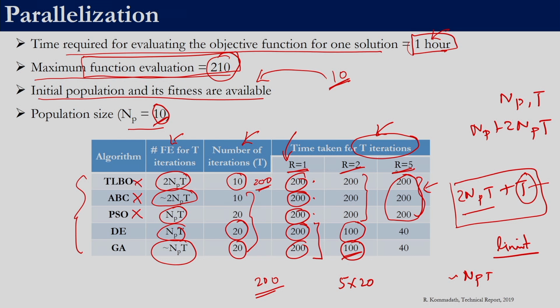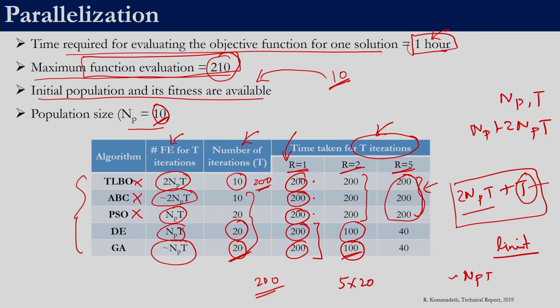Whereas in DE our population size is 10. At the end of, let us say, the first iteration we have generated 10 new offsprings, and now the number of resources is 5. So, each resource can be given 2 offsprings to evaluate the fitness function, and since it consumes 1 hour, each resource will take 2 hours to determine the fitness function value, and we need to perform 20 iterations. So, for each iteration we will require 2 hours given 5 resources. For 20 iterations we will require 20 into 2, 40 hours.